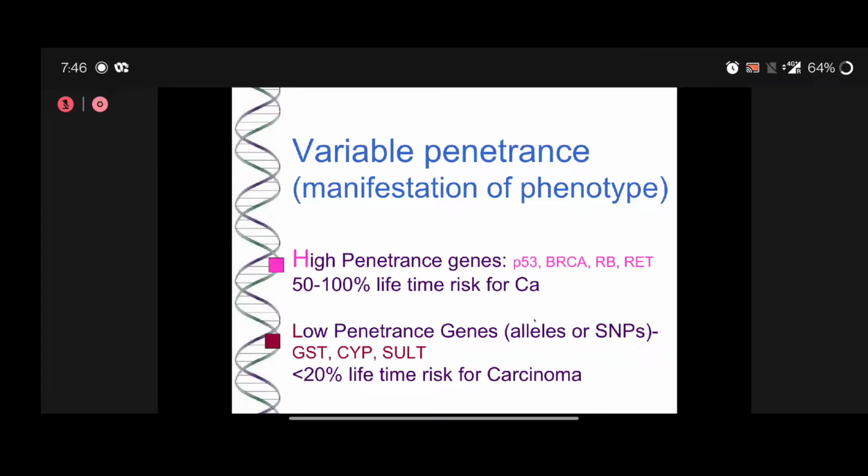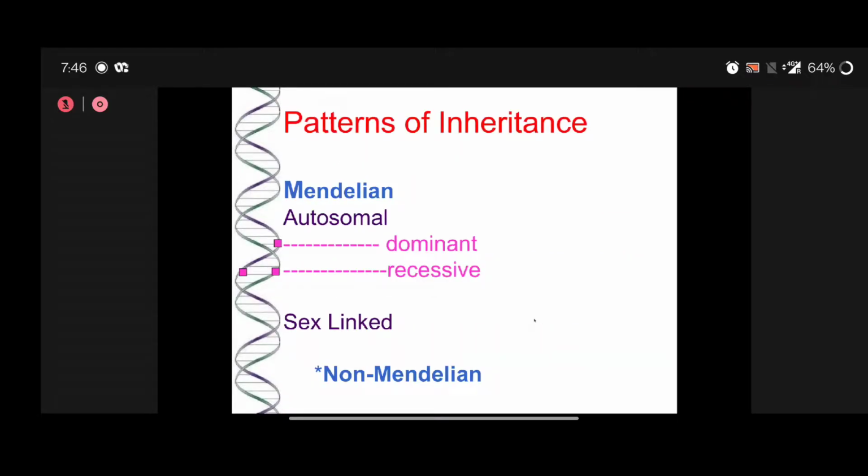Like P53, BRCA, retinoblastoma, RET gene, which have a very high lifetime risk of developing the phenotype, which is cancer here. And then low penetrance genes, which are basically SNPs like GST, CYP, and so on. They have a risk association, they are not causal.